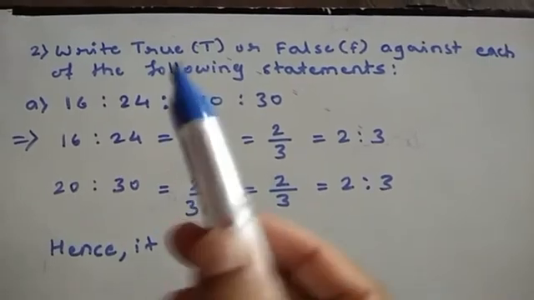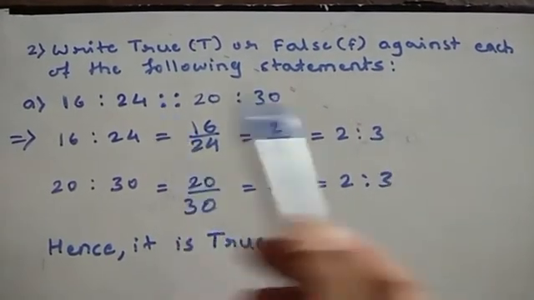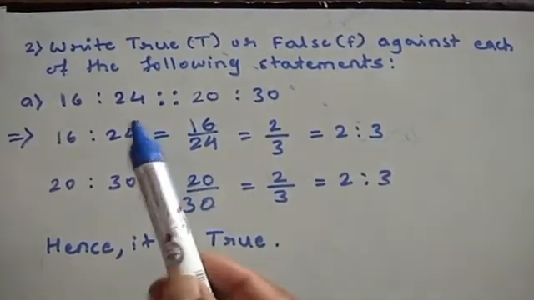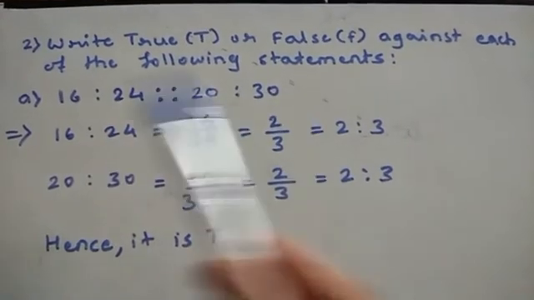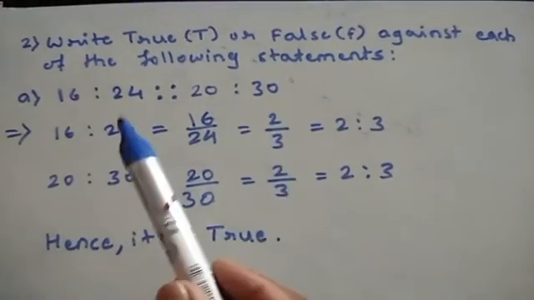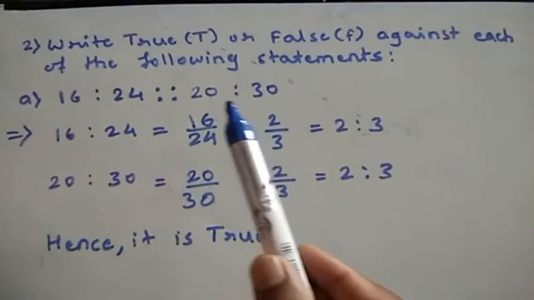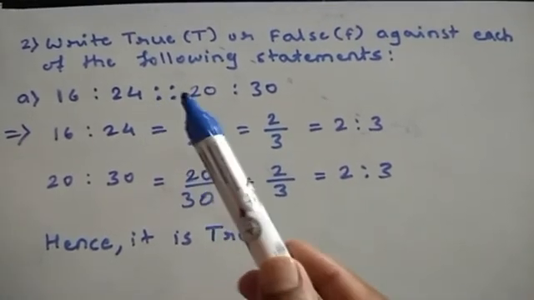Next question is, write true or false against each of the following statements. Now here it is given that they are in proportion. Whether they are in proportion or not, that we are going to check. If they are in proportion, we will say it is true, or we will say it is false.